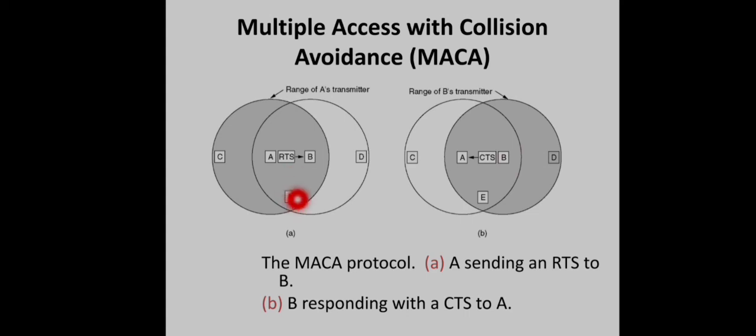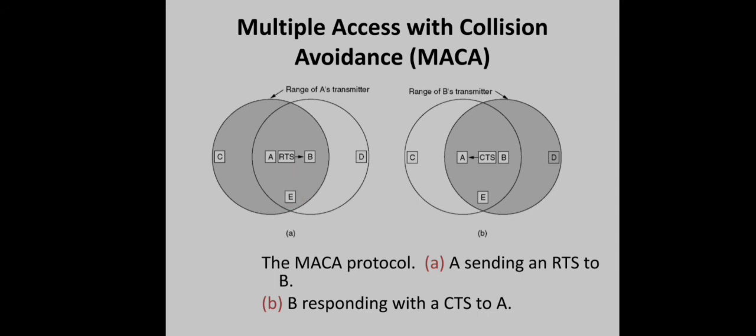Now what about E? E is within range of both A and B. So it will first hear the RTS and wait for the CTS. Upon seeing the CTS, it will defer its transmission attempt for the length of the data frame, which is supposed to be sent between A and B. So that also solves the problem.